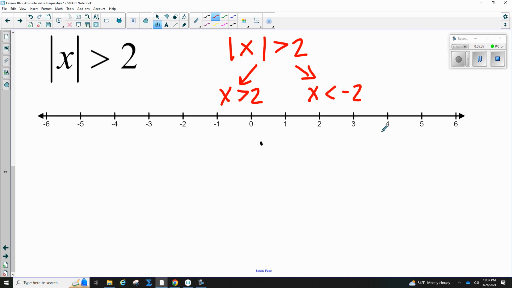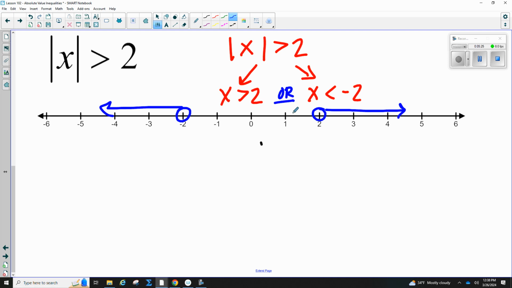So everything above 2, let's say the domain is reals, I would do an open circle. This is greater than, so it shades this way. Open circle on -2, this one is less than, so it shades that way. Notice this turned into an OR graph. The OR graphs point out.